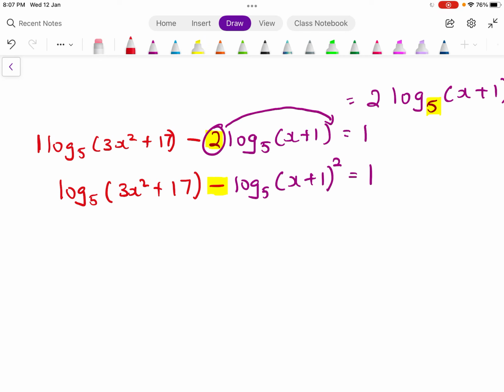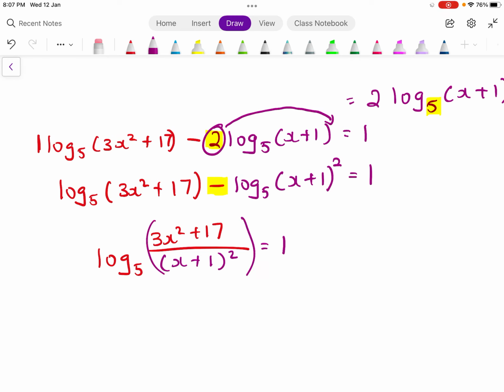So for log, I can combine these two things together and become log base 5. So this will be 3x squared plus 17. Then after that, the bottom will be (x plus 1) squared, equal to positive 1. Of course, to make it nicer, I put another bracket. Now it's time to solve already.